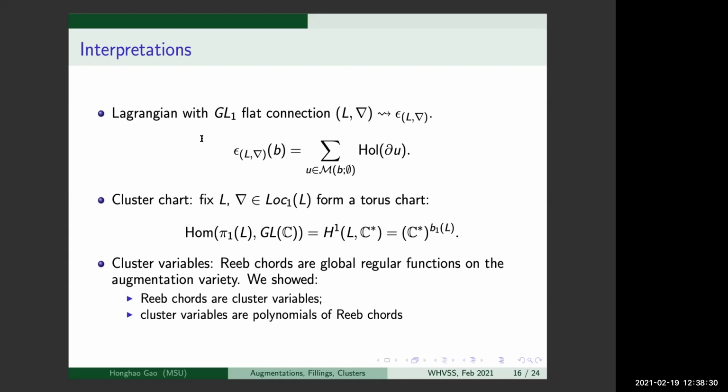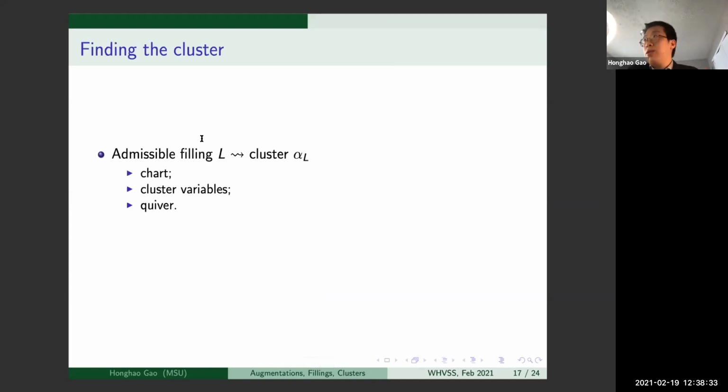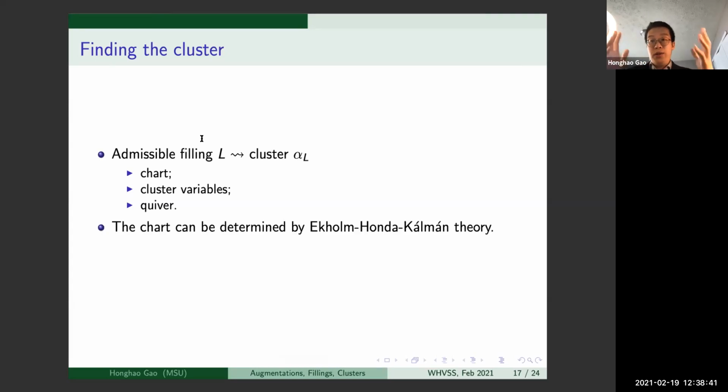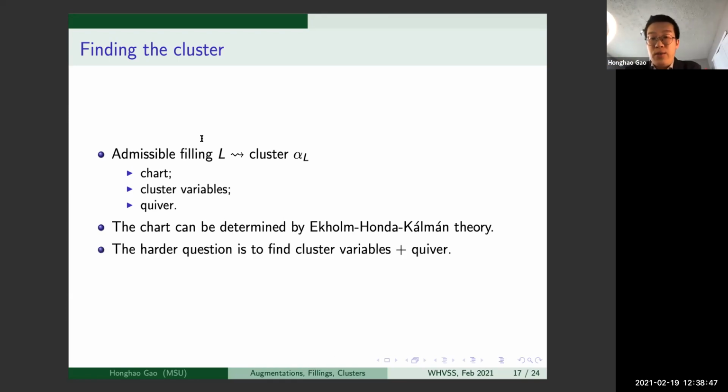Okay, thank you. So thanks for the question. It's actually what I'm going to talk about next. For these three data, the torus chart is not new. You sort of just use the EHK theory. The harder part is to find the cluster variable and the quiver. And how do we do that in general? Okay, so our idea is to produce an algorithm. Instead of starting with one admissible filling and naming for you the quiver and the cluster variable directly, we sort of use the property that the exchange graph is connected.